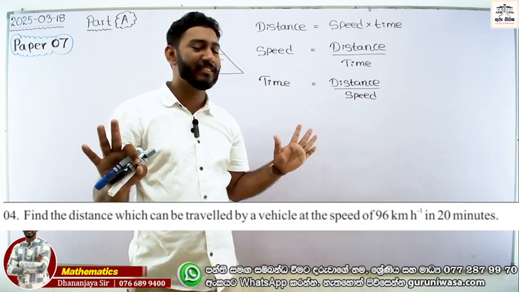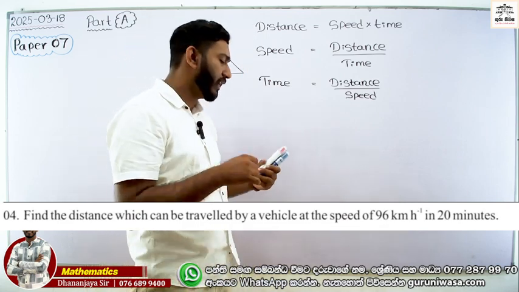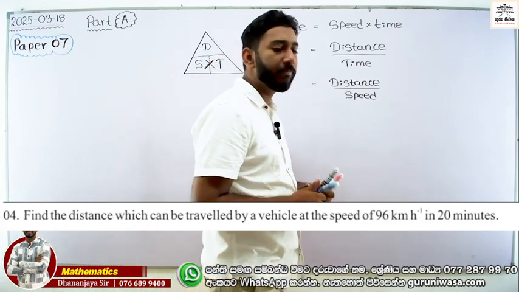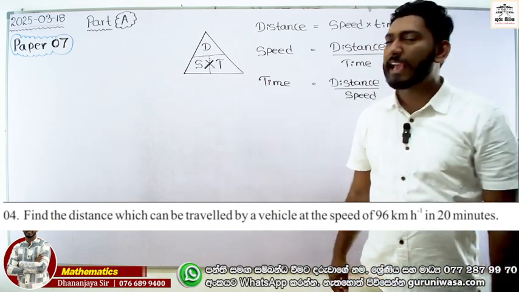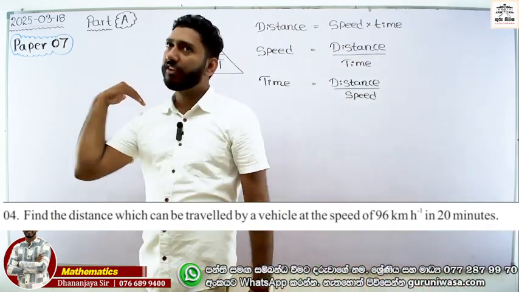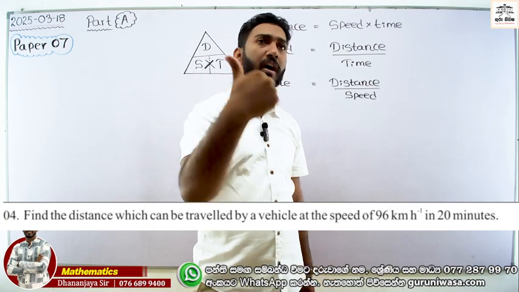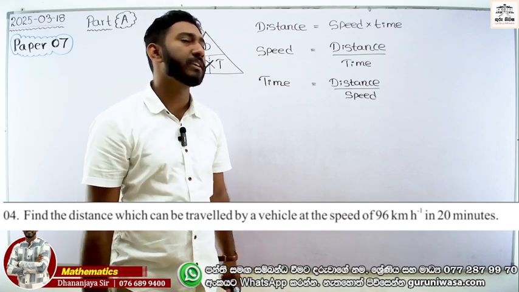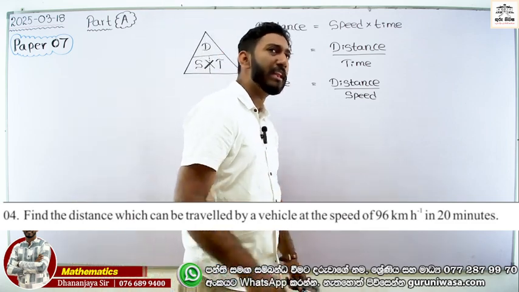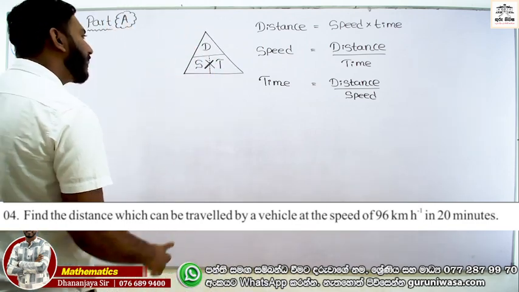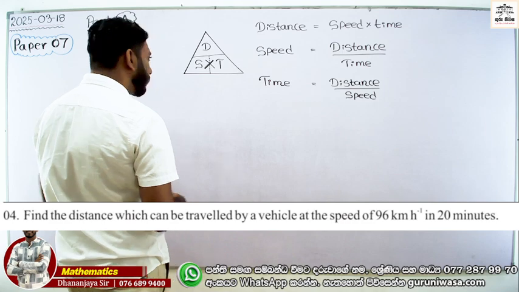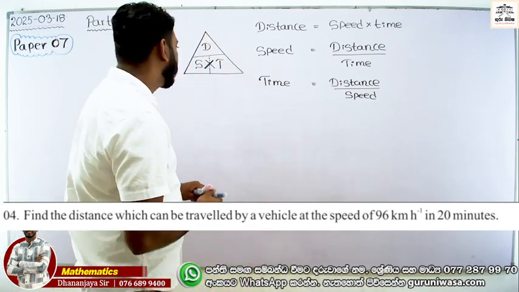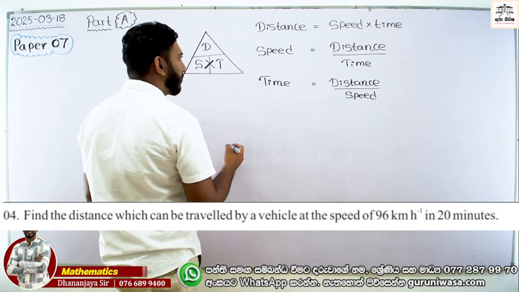They must match. Look at that question: 96 kilometers per hour and 20 minutes. They don't match, right? 96 kilometers per hour, so the time unit is hour, and this one represents 20 minutes. They don't match. Therefore, we need to change time into hours. The time must definitely be changed to hours.